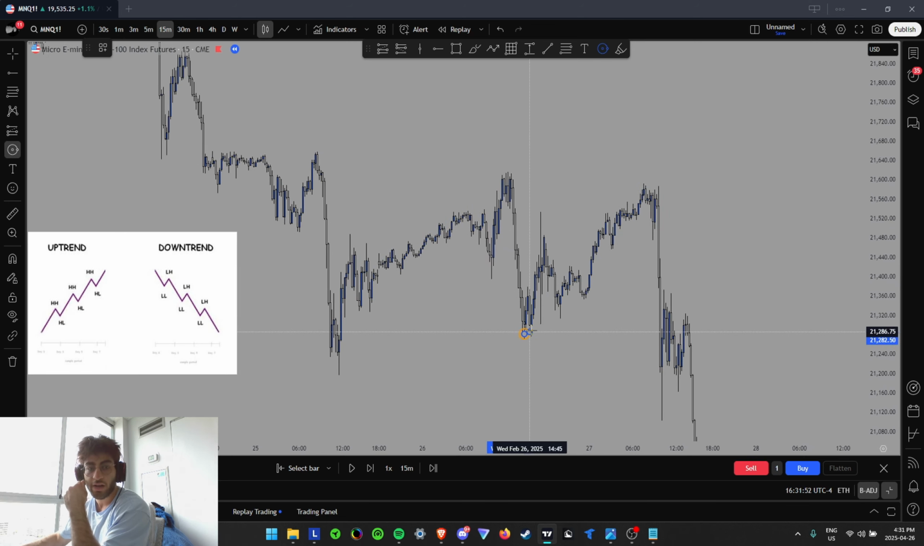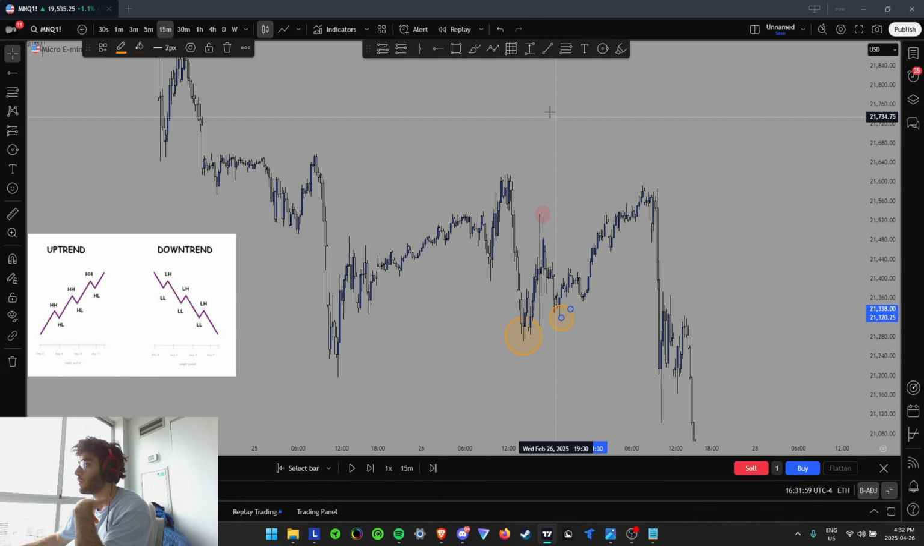This will be a higher low, okay? This will be a higher high. This will be a higher low.